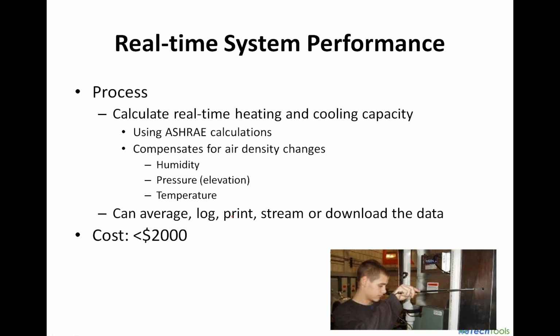Real-time performance. There are tools today that calculate real-time heating and cooling capacity that use the ASHRAE calculations, current psychrometric calculations. They'll do all the compensation for air density and humidity, pressure and elevation, temperature. They can average, print, log, and download data, but you're going to pay money for them. They're a little over $2 grand.